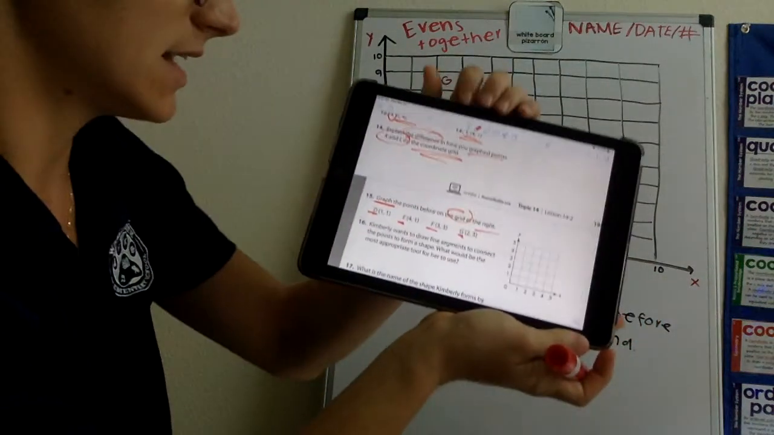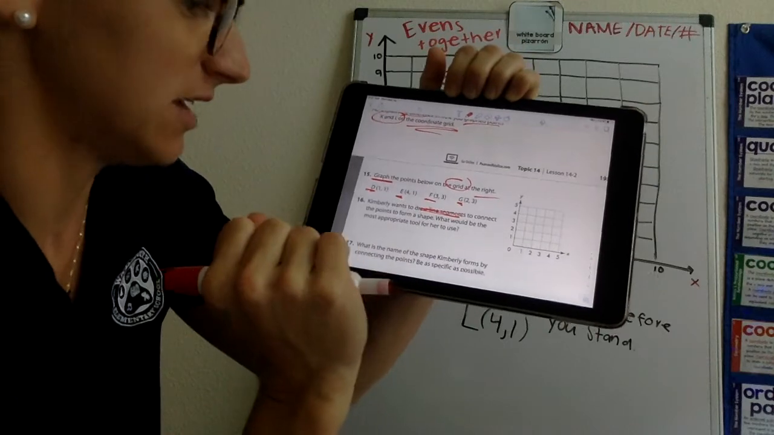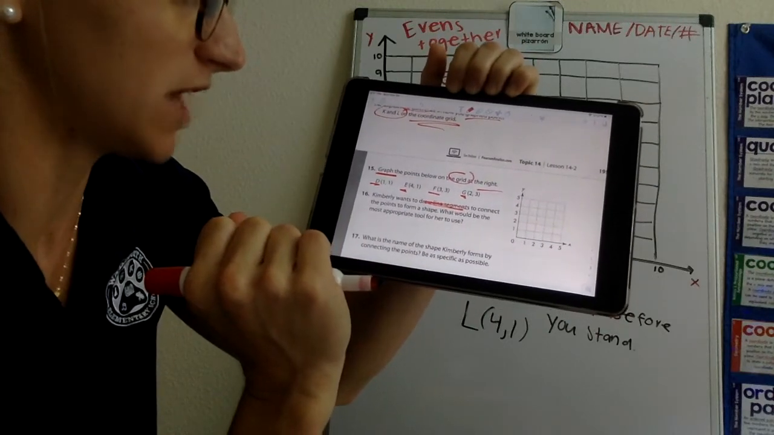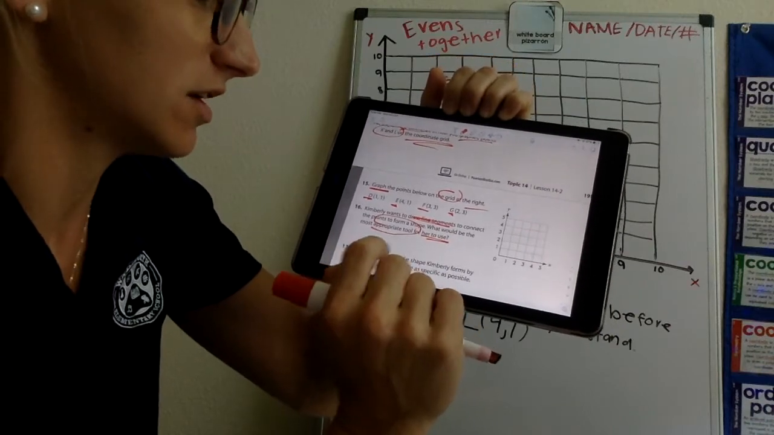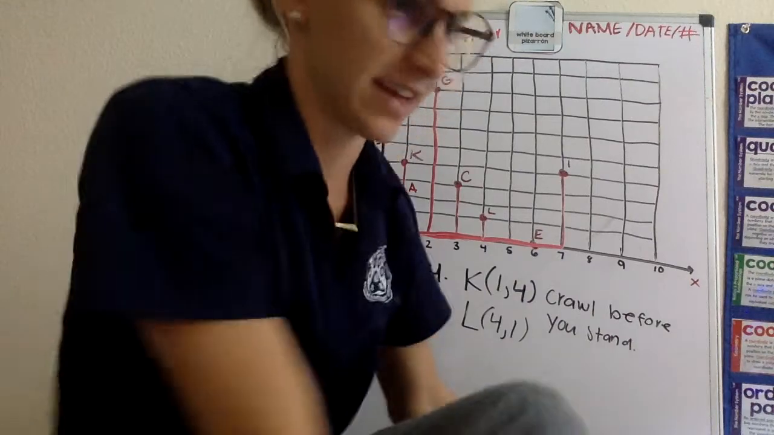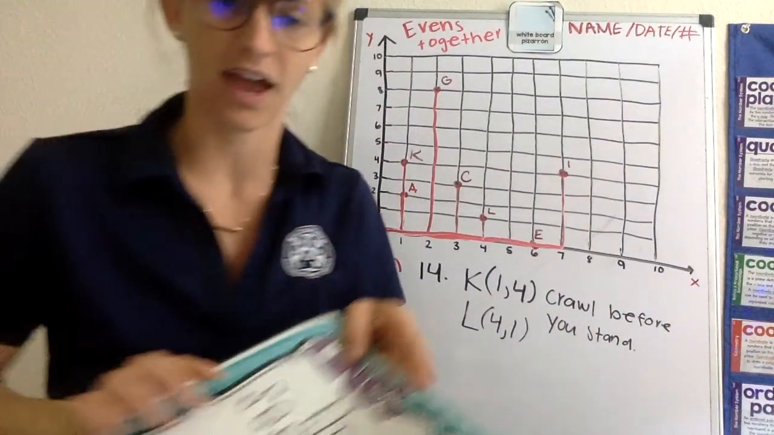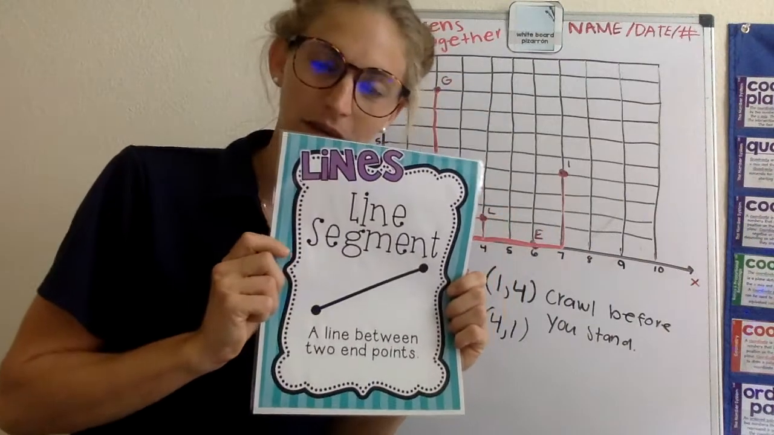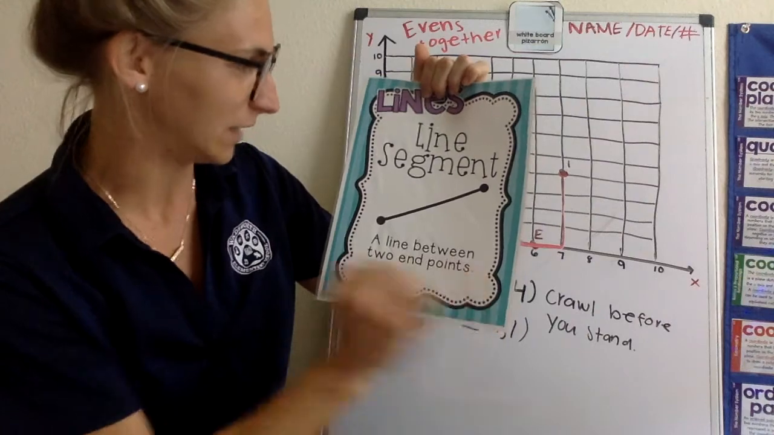It says, Kimberly wants to draw a line segment to connect the points to form a shape. What would be the most appropriate tool for her to use? So we got to think for a minute, line segment. And I just so happen to have right here what a line segment is. So a line segment is a line between two end points.